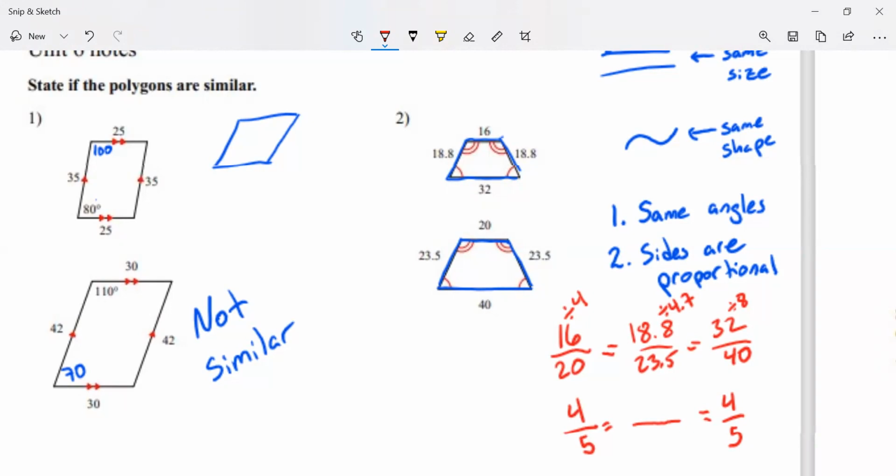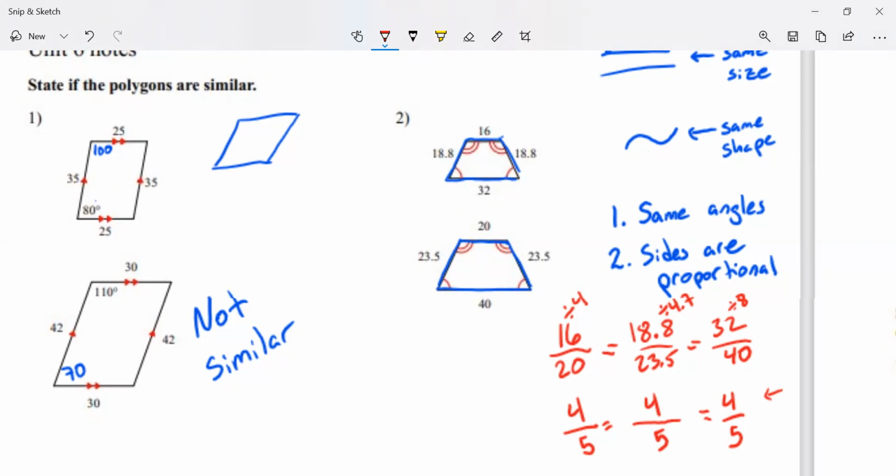Again, the way I came out with the 4.7, because I went 18.8 divided by 4. I chose 4 because that's the number on the top. So 18.8, let me divide each of this by 4.7. So 18.8 divided by 4.7 gives me a 4. 23.5 divided by 4.7, it gives me 5. So I simplified each of my fractions. Notice how they simplify all to the same thing.